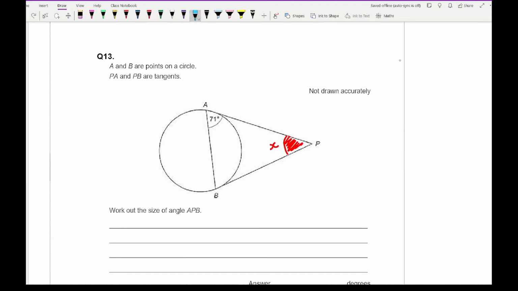Now because they're both tangents, I know that those two lengths there are going to be the same size, which therefore makes this triangle ABP an isosceles triangle. So this angle here is going to be 71. So to work out x, I do 180 minus 71 minus 71, which gives me an answer of 38 degrees.